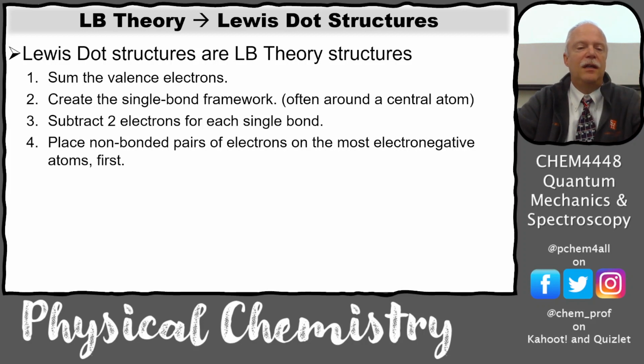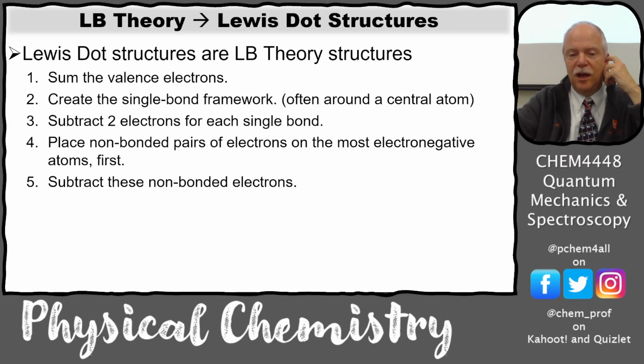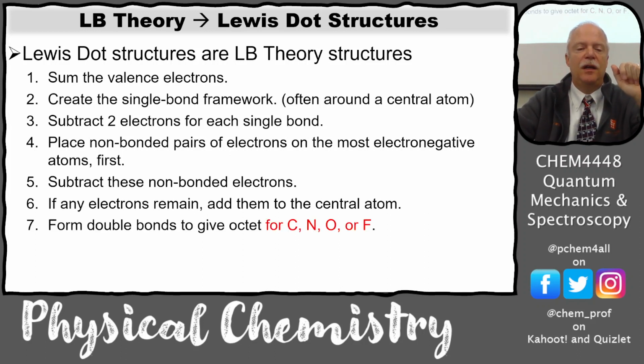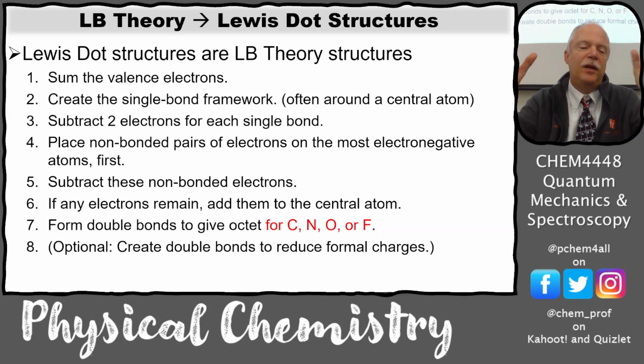Then we place the non-bonded pairs of electrons on the most electronegative atoms first, and then subtract those non-bonded electrons from the total. And then if there's any electrons left over, we put them on the central atom. Okay, and then we form double bonds to give octets for carbon, nitrogen, oxygen, and fluorine. And then optional, we can create double bonds to reduce formal charges, like we do in the sulfate ion. So we can look at that example as well.